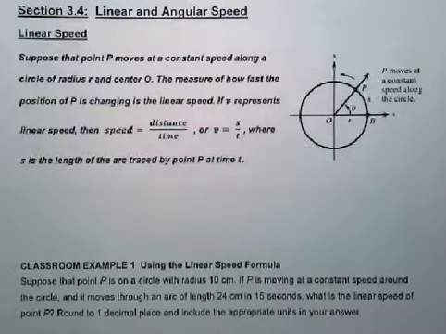This is the video for section 3.4. In this one, we're going to talk about linear and angular speed. This goes back into chapter 3 where we were talking about arc length and the area of a sector.